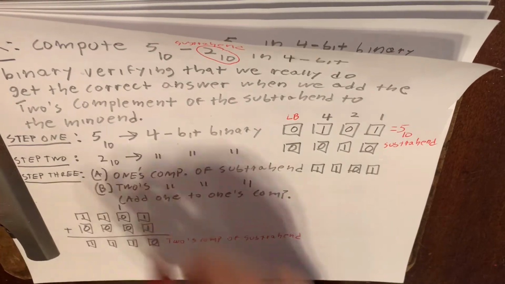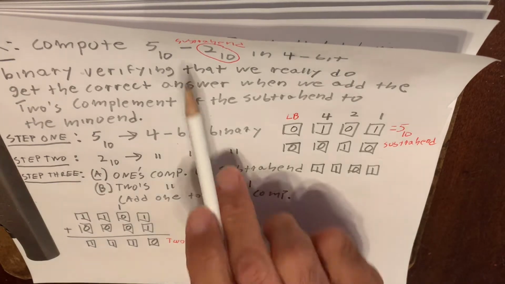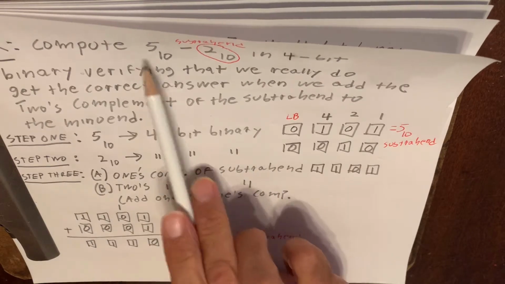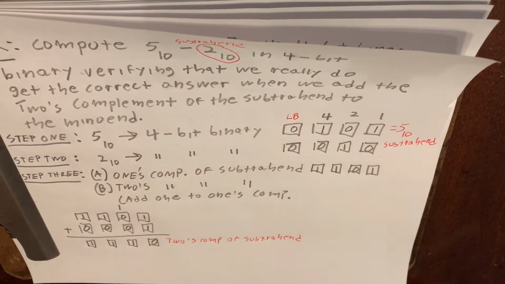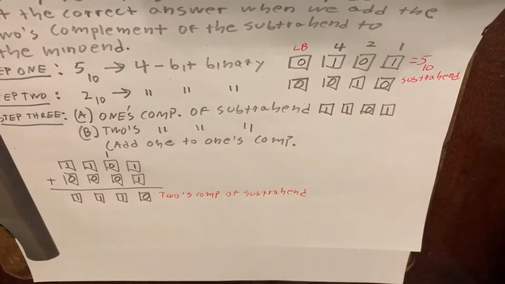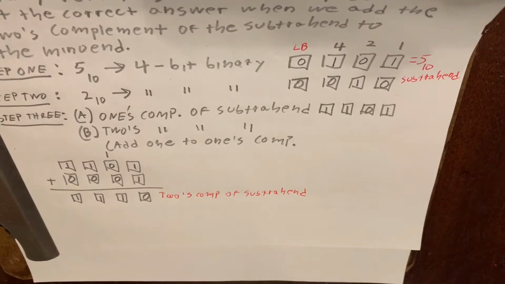So we've completed step 3 in 2 steps. Now we want to verify that if we add the 2's complement of the subtrahend to the minuend, we will in fact get the answer that we are supposed to get. So let me move this up a little bit so it's in the frame perfectly. Okay, so let's do this and see what we have.